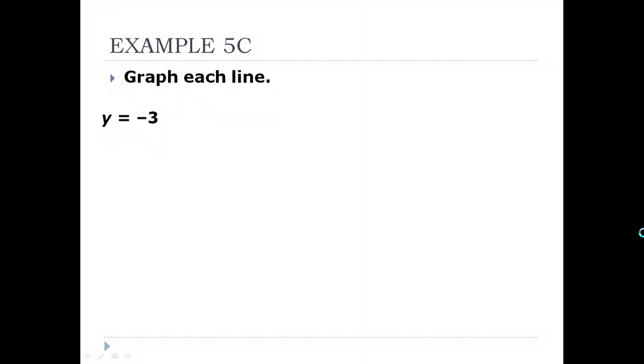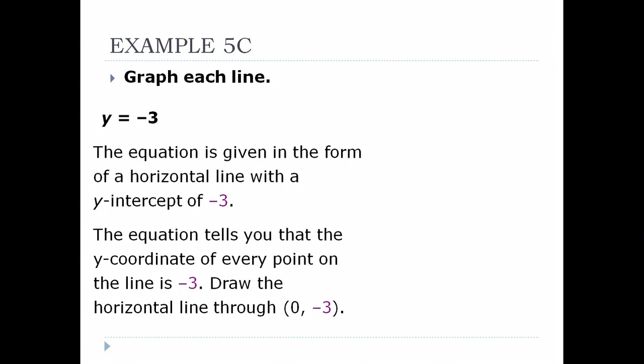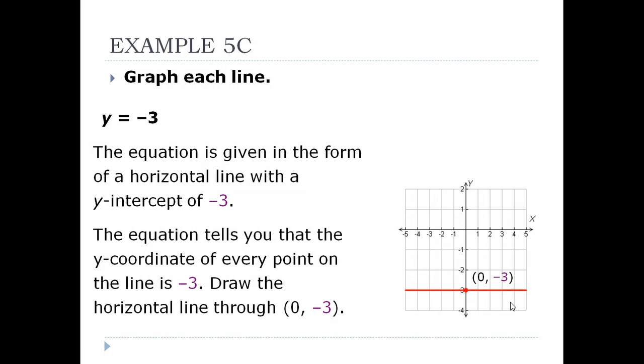We have y equals -3. Remember, this means that on this line, for every x, y equals -3. This is a horizontal line. We simply draw our y-intercept at -3 and make a line through there horizontally.